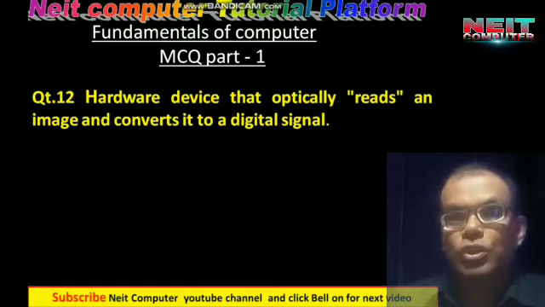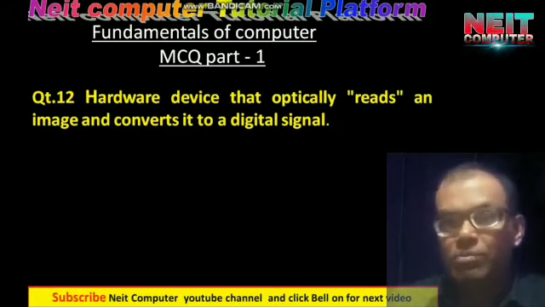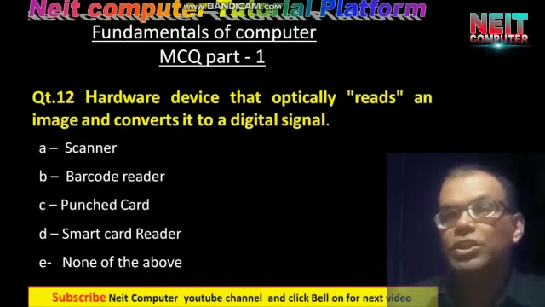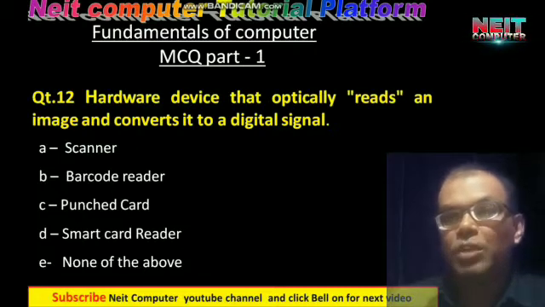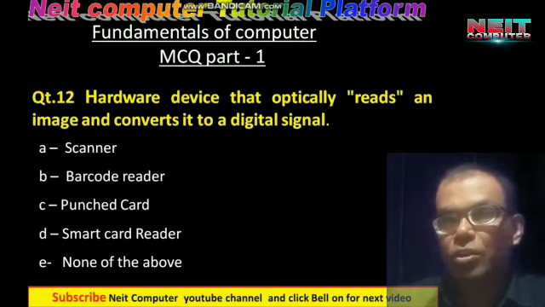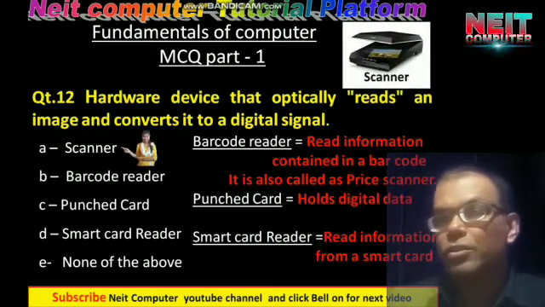Then let us come to question number 12. Hardware device that optically reads an image and converts it to a digital form. It will read the image and convert it to digital form. The options are scanner, barcode reader, punch card, smart card reader, and none of the above. The correct answer is scanner.